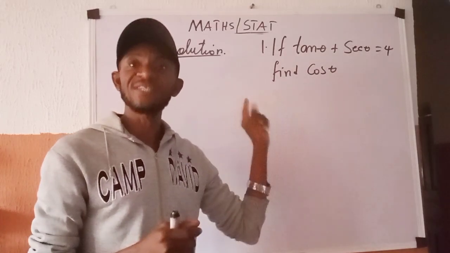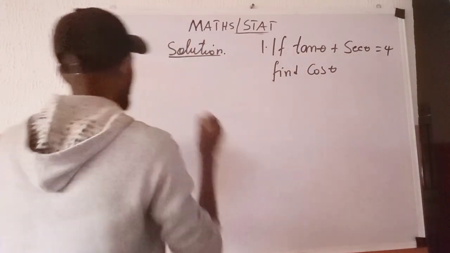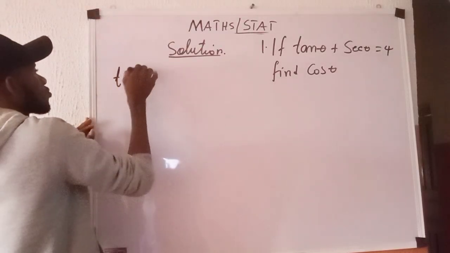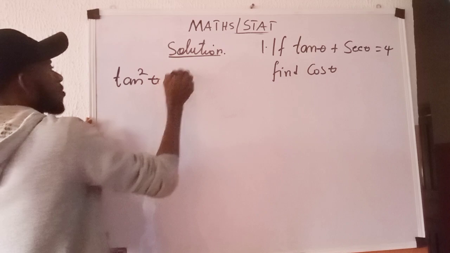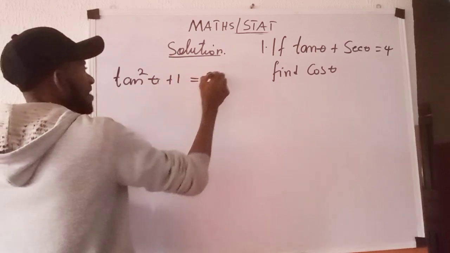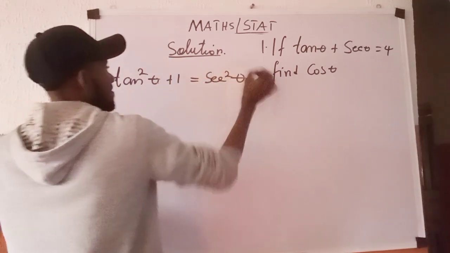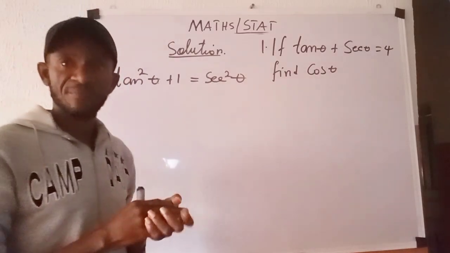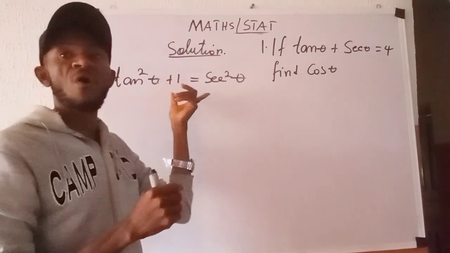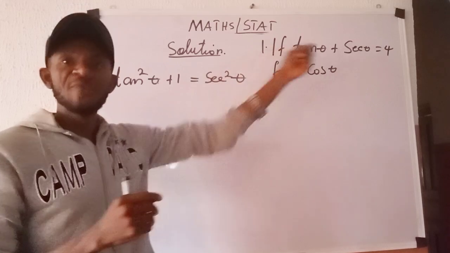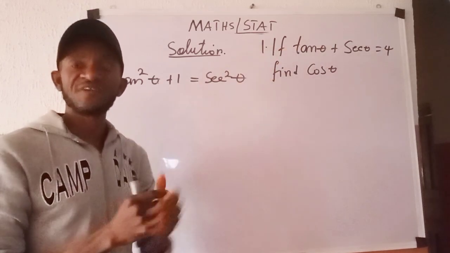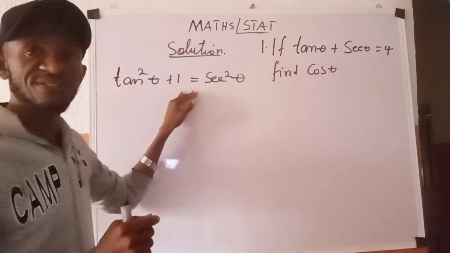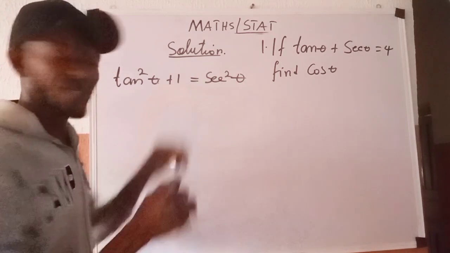And that identity says, and I write, that tan squared theta plus 1 equals sec squared theta. That is the second identity of Pythagorean. So the moment you can recall this identity, you may be able to navigate your way out of this problem successfully. And of course, when you have this, you can write this thing this way.